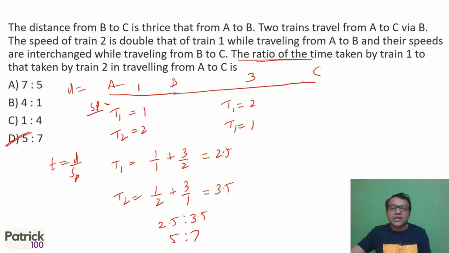So I took 1 distance, 3 distance, time is 1 and 2, time is 2 and 1. You can take x and 3x distance also, that will give you the same answer. Solve it because you're finding a ratio. When you find a ratio or percentage, the values get cancelled off. So you get the value of time as 2.5 and 3.5, ratio is 5 to 7, and that is the final answer.